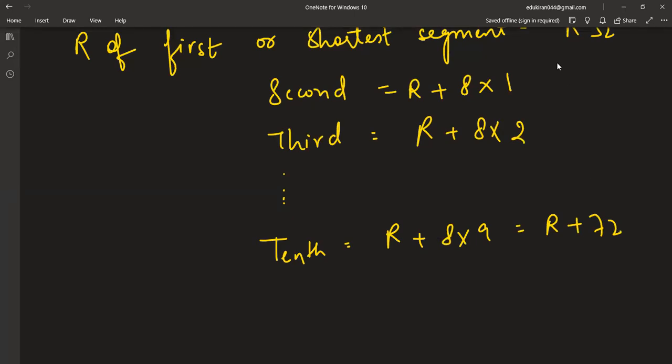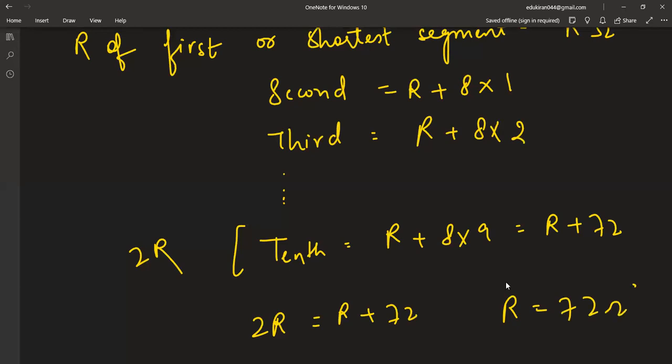Right? Now look, longest segment. This is the longest segment. The resistance of the longest segment is given as 2R. This means 2R is equal to R plus 72. So from here, resistance R is equal to 72 ohms.